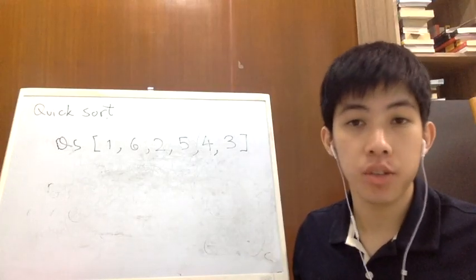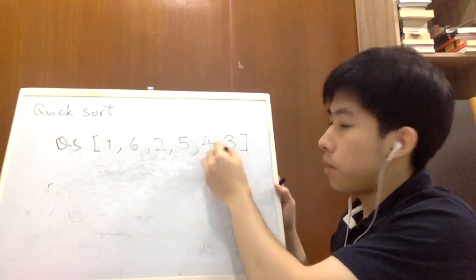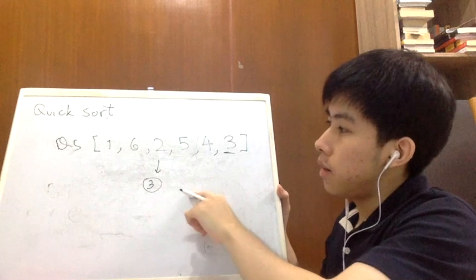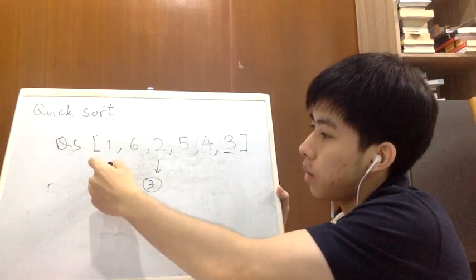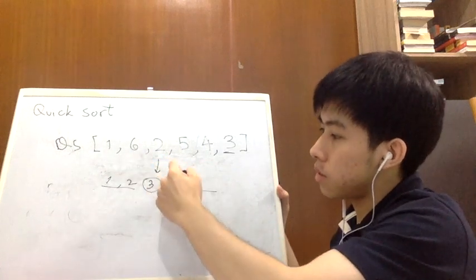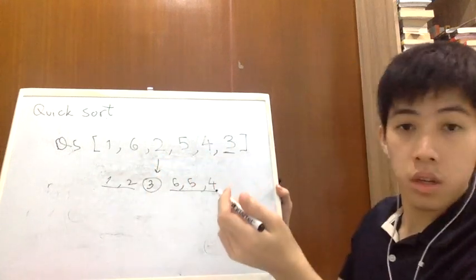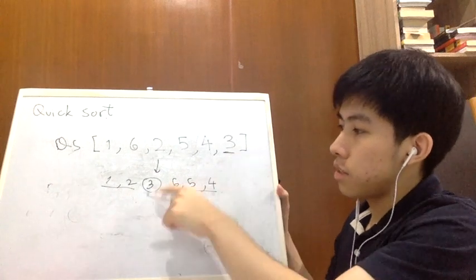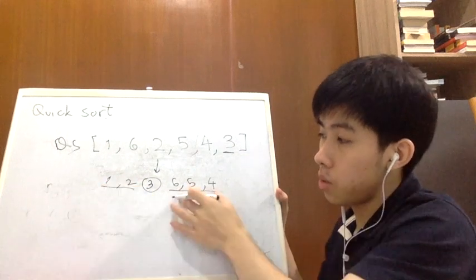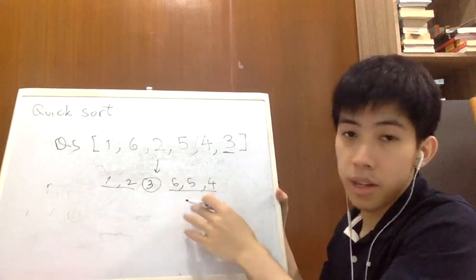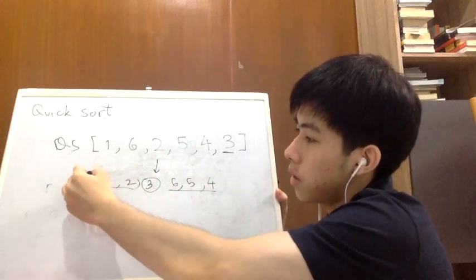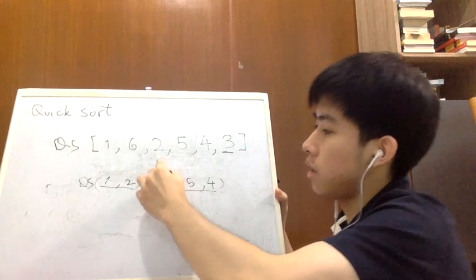So let's try it on actual numbers. First, we will pick the pivot as the last element, which is 3, and find the less than group, which is 1 and 2. And the more than group is 6, 5, and 4. So now 3 is already in the correct position. Next we only have to sort these two smaller lists. We can do that by using the same function and repeating the same process again. We call Quicksort on this and this one.